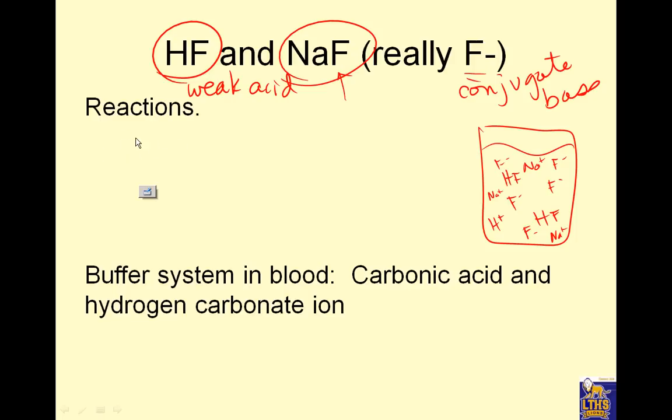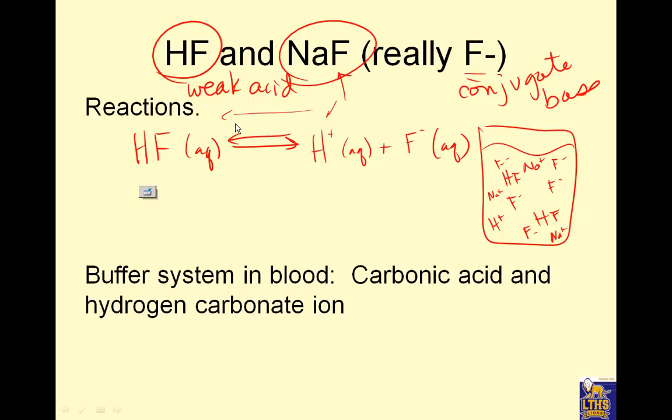If I have this in equilibrium, then I have HF turning into H plus aqueous plus F minus aqueous. What if I add more acid to that? Adding more acid pushes the equilibrium that way. What else I have in solution is extra F minus floating around. So if I add extra acid, it'll shift this way, because there's extra F minus.